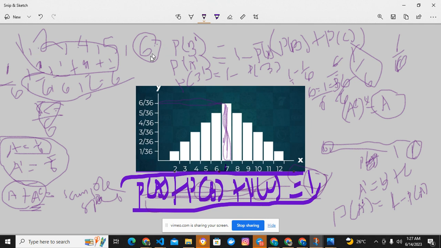So in the same way, we can say P not 3 equals 1 minus P 3. So 1 minus 1 over 6 equals what? 5/6, which is the same as above. So this brings us to the end of this probability.